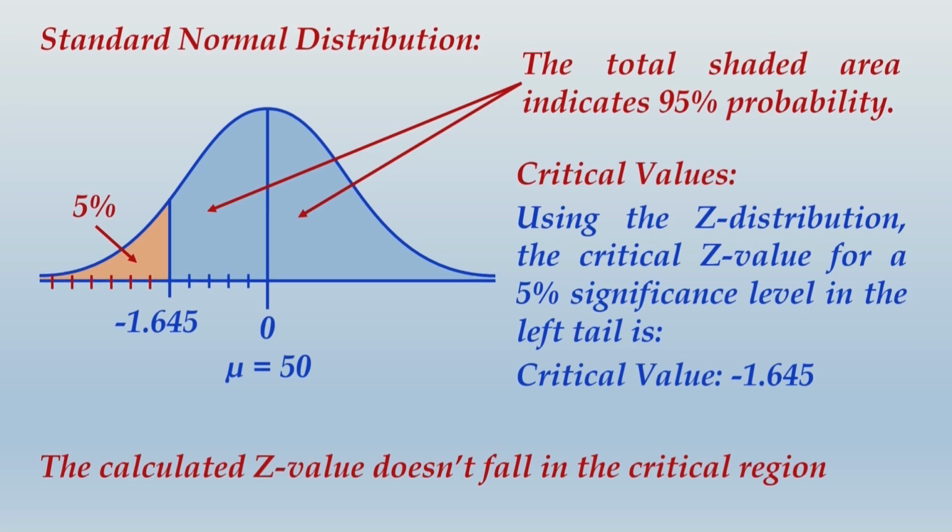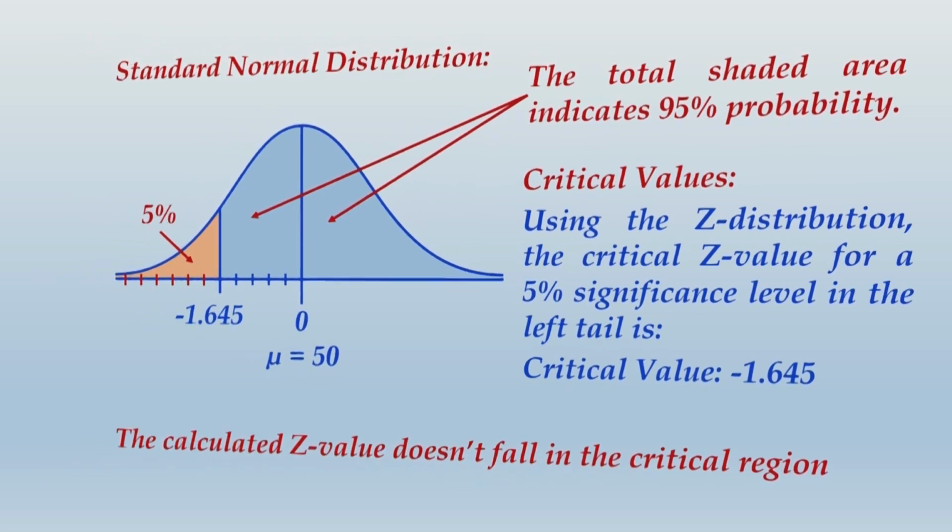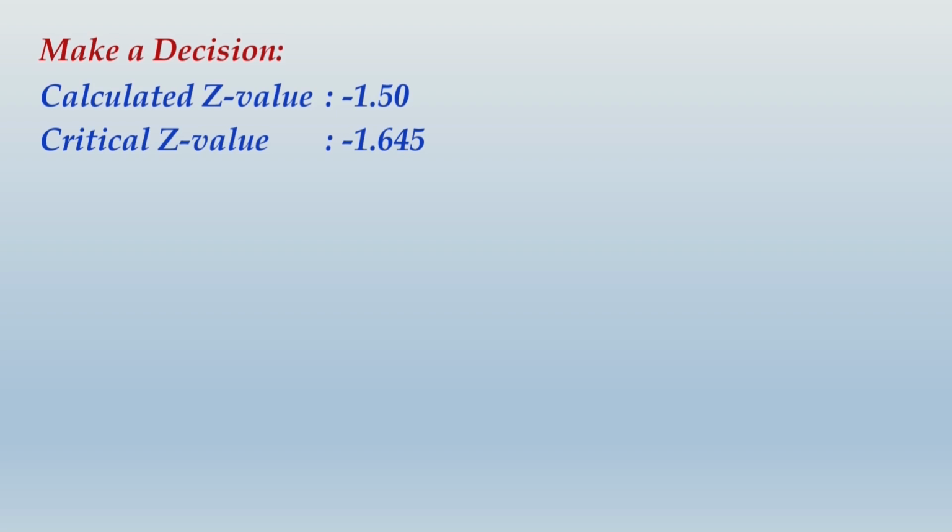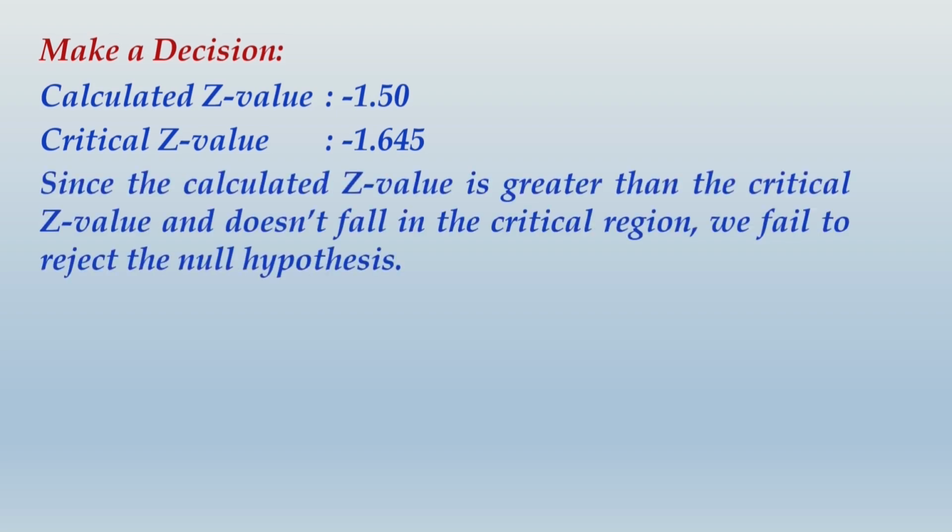All right friends, once you have completed writing this whole thing, let us move ahead and continue further. Make a decision. Calculated z value is -1.50. Critical z value is -1.645. Since the calculated z value is greater than the critical z value and doesn't fall in the critical region, we fail to reject the null hypothesis.